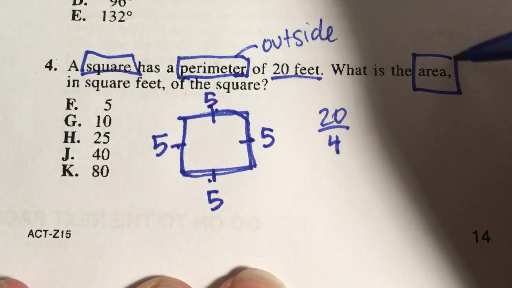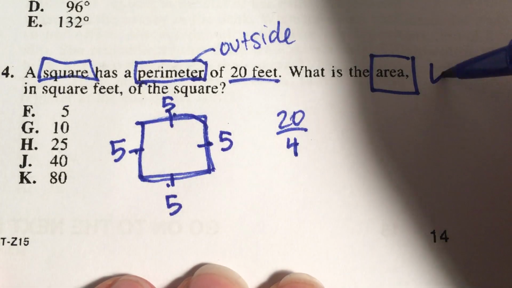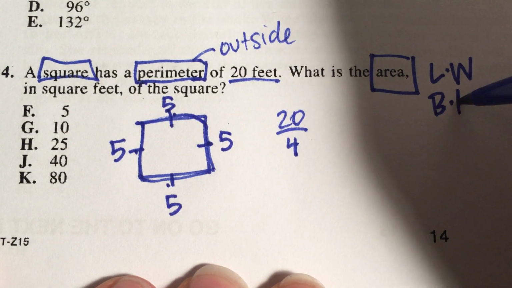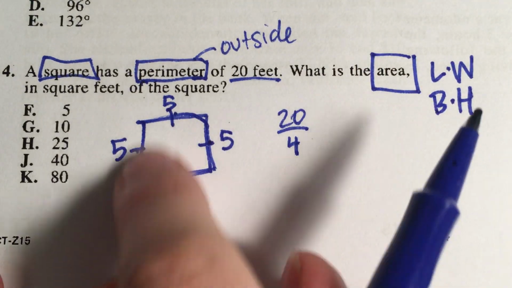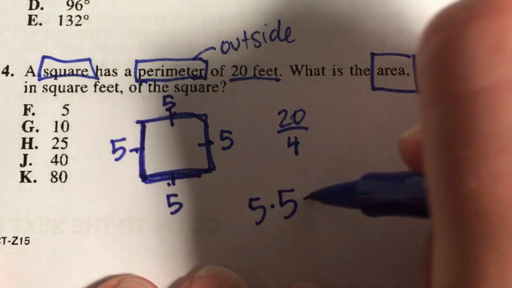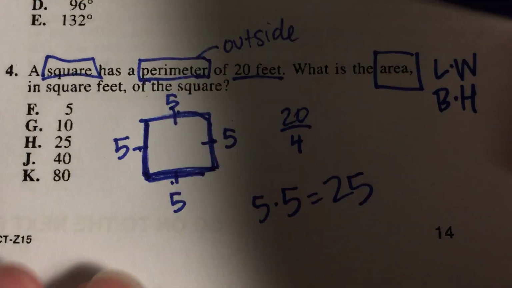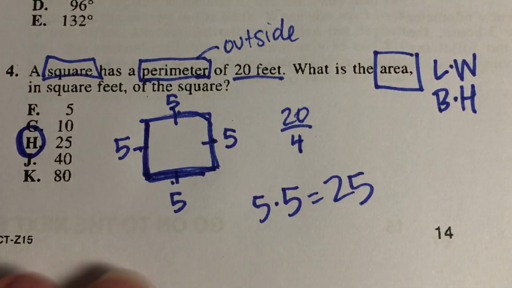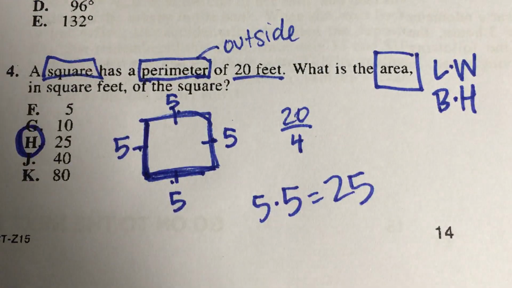And they want to know what is the area. Area is always length times width, or base times height if you'd like. So base times height would be 5 by 5. 5 times 5 is 25. So your answer would be H, 25.